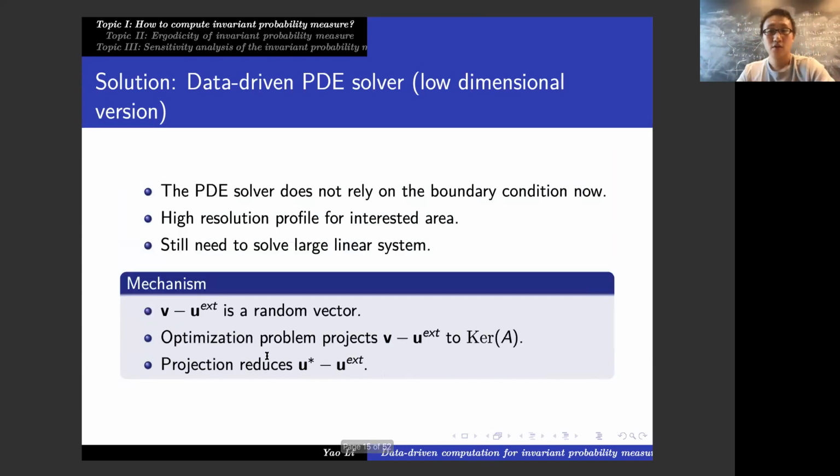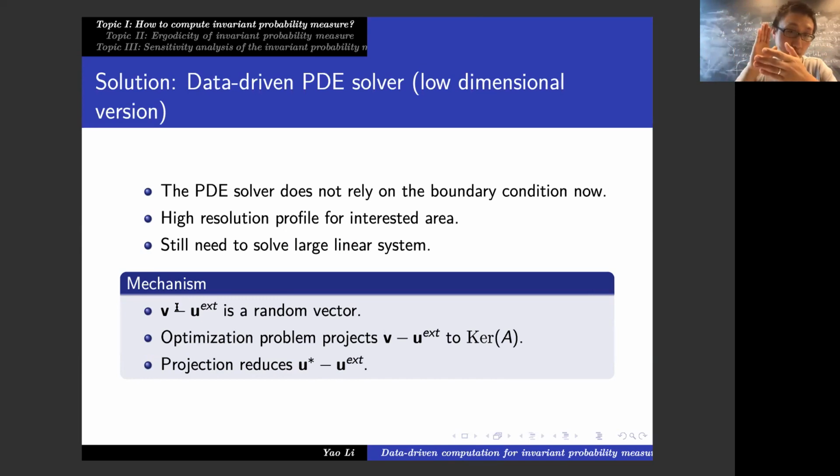As I said, this is the mechanism. So you have the exact solution, meaning AU equals 0, and V minus U comes from the Monte Carlo, which means there is some random error, and this random error is a high dimensional random vector.